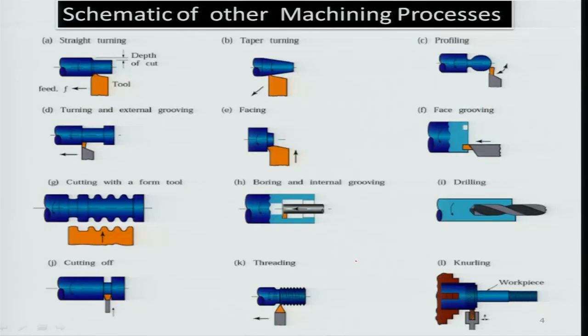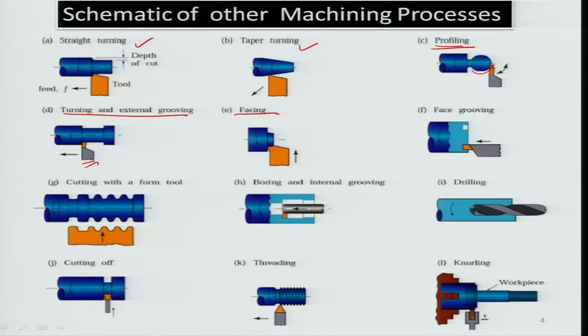Some other common machining processes, particularly for turning, you can have a lot of different operations. For straight turning shown here, there is a taper turning, where the tool goes in a tapered manner with respect to the rotating axis of the workpiece, and it generates a profile identical to its motion. You have profiling, where you have a certain XY shape, which is typically the curve or the path that the tool follows with respect to a turning workpiece, so that you can have a complex shape profiled onto the workpiece. You have turning and external grooving, as indicated here.